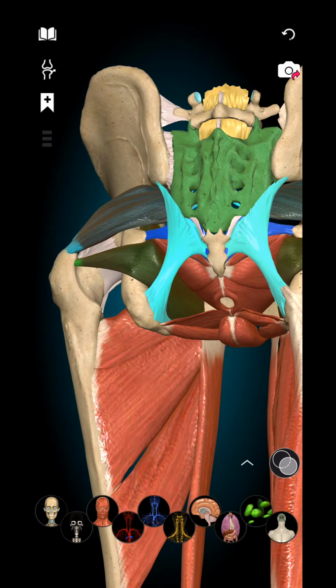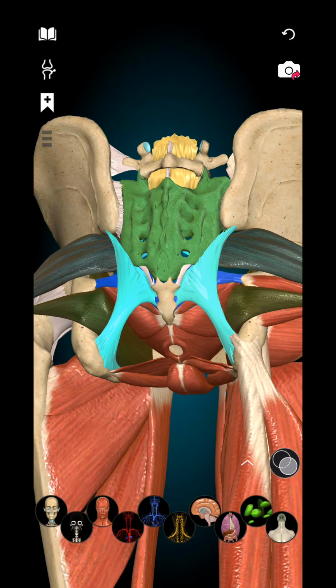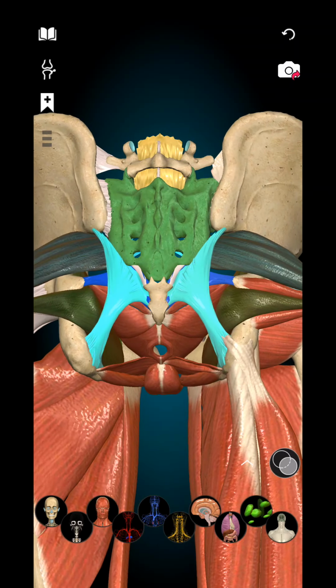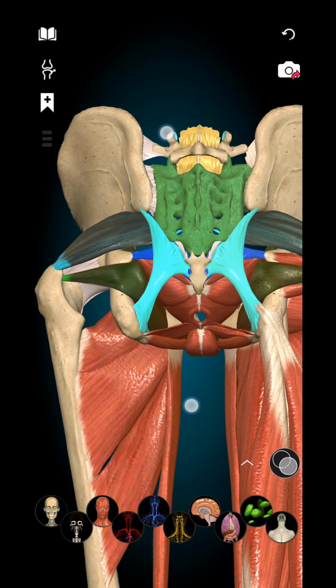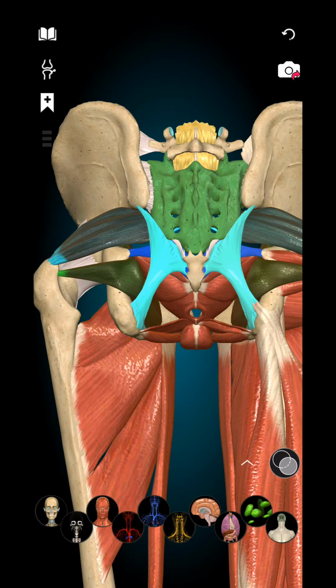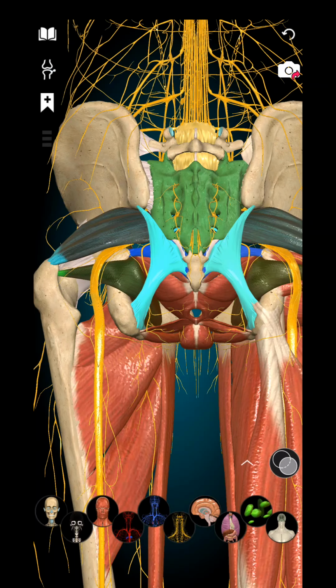And then if I add nerves here, then you will be able to see that, yes, I thought that it was not recording, but it is, thankfully. Let us try adding nerves here. So a lot of nerves are added. Now which one can you identify?